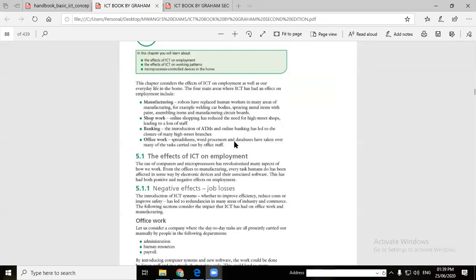Another area affected by ICT is office work. In the office, we have spreadsheets, word processors and databases that have taken over many tasks carried out by office staff. Spreadsheets you use for calculation. Instead of employing staff to perform calculations, you use a spreadsheet. Instead of employing people to write documents, you just use the word processor. Database, to store information, you use a database.